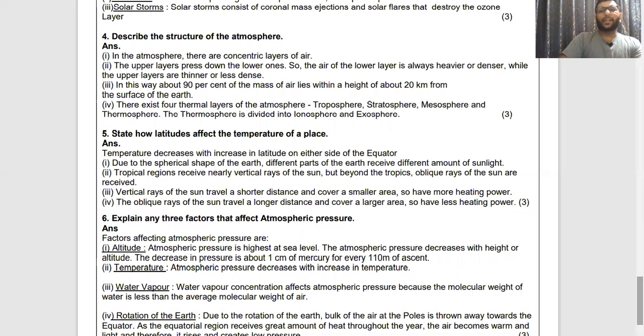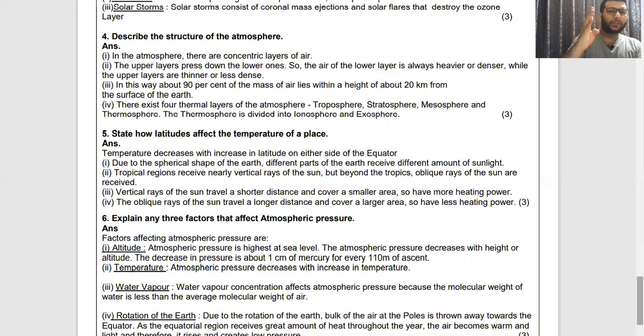In the atmosphere, there are concentric layers. One layer above another layer, another layer. These are concentric layers of air having a common center and layers following above them. The upper layer presses the lower ones. So the air of the lower layer is always heavier or denser, while the upper layers are thinner or less dense. In this way, you find that 90% of the mass of the air will be lying within the height of 20 kilometers from the surface of the Earth.